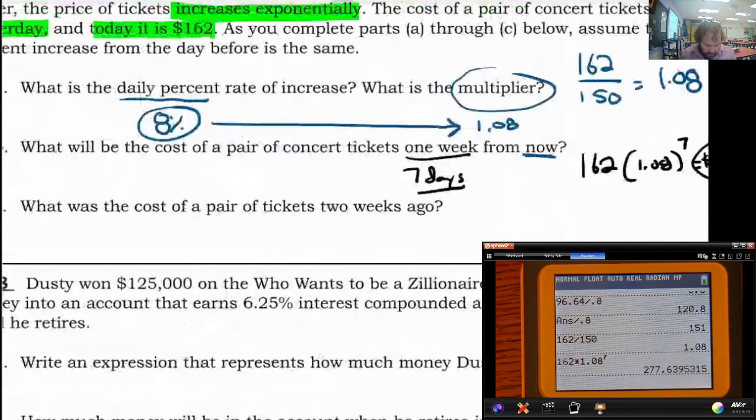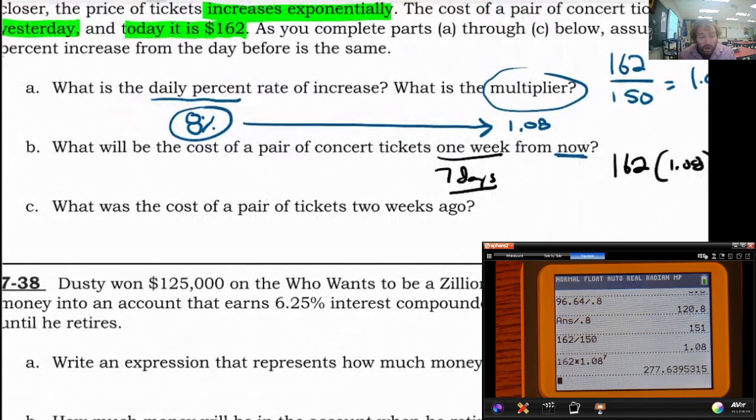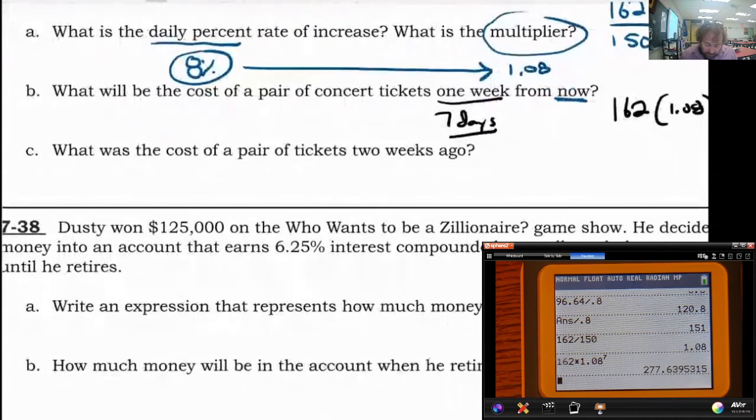What was the cost of a pair of tickets 2 weeks ago? So in this case, we're actually going to go backwards quite a bit. We're going to use a little bit of clever thinking here. I'm going to take the $162 that was there, and I'm going to divide by 0.8. Really what we've got to do is divide by... well, I've got a good idea. How about this? We take 162, and we multiply by 1.08.